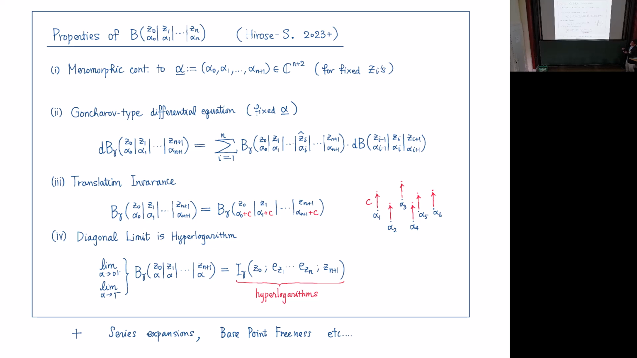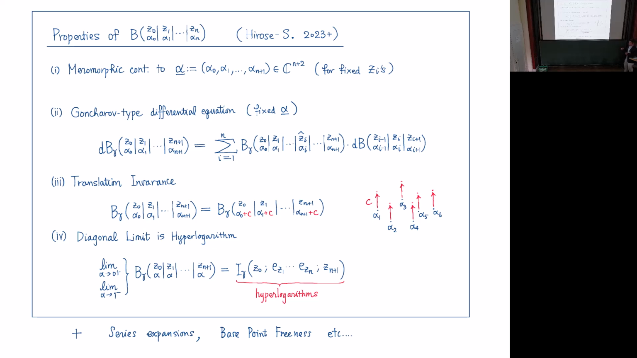Okay, and translation invariance. This is the intriguing property, because for example, the Goncharov differential equation already exists for hyperlogarithms, but this doesn't, because there is no such exponent parameter thing in hyperlogarithms. And this is the main mechanism that produces very non-trivial identities. So the translation invariance states that for fixed z_0 up to z_{n+1}, you can shift those exponent parameters simultaneously by some complex number, and then the integral stays the same.